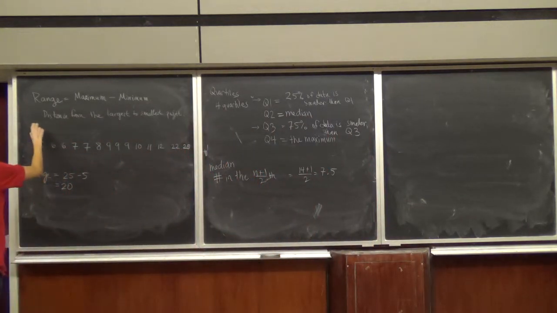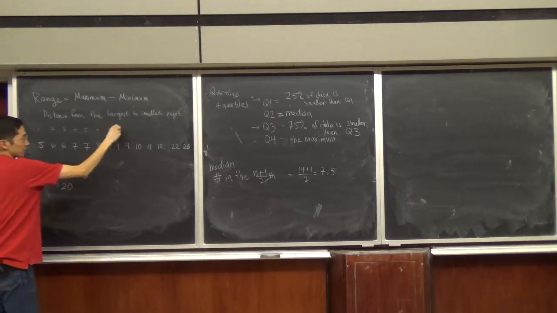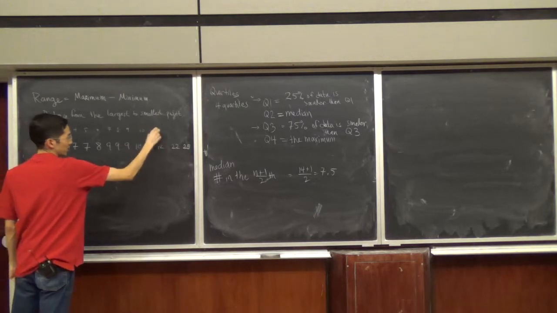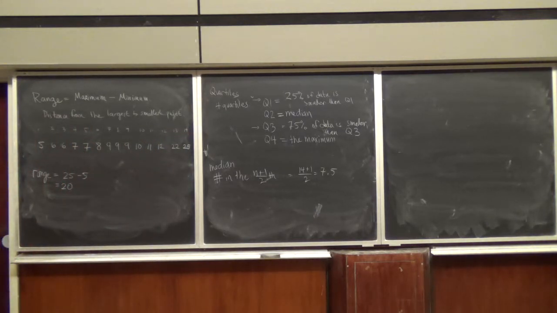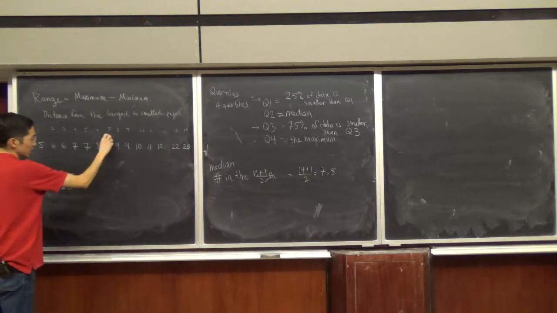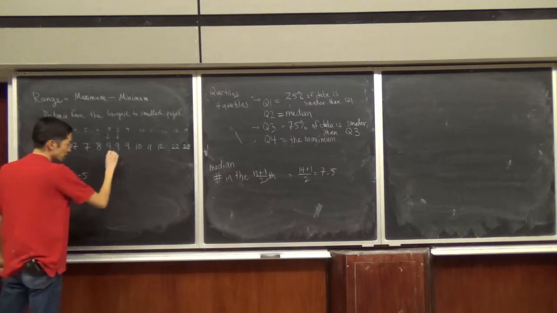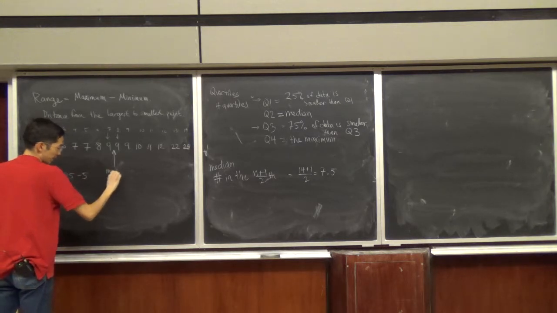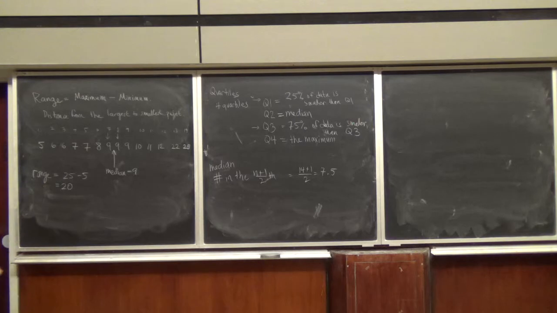9.5. Yeah, okay, so I go 1, 2, 3, 4, 5, 6, 7, 8, 9, 10, 11, 12, 13, 14. What is my 7th place number? 9. What's my 8th place number? 9. Okay, so what is my 7.5 number? 9. My median is in between 9 and 9, so my median is 9. It's not 9.5, it's 9.